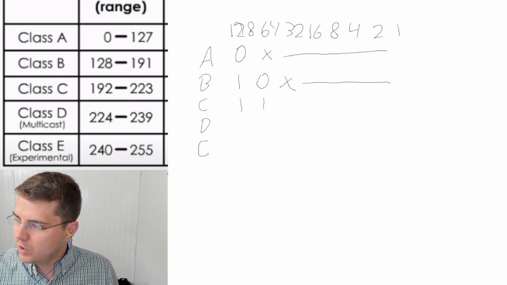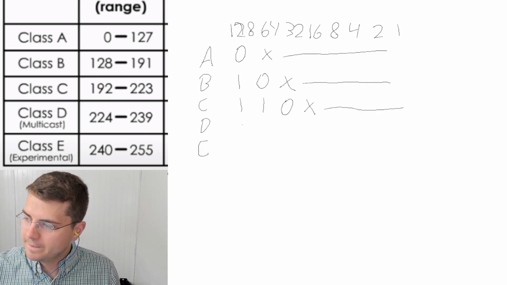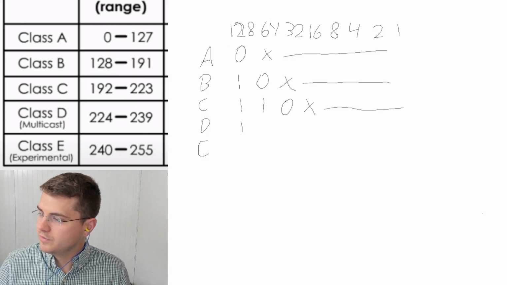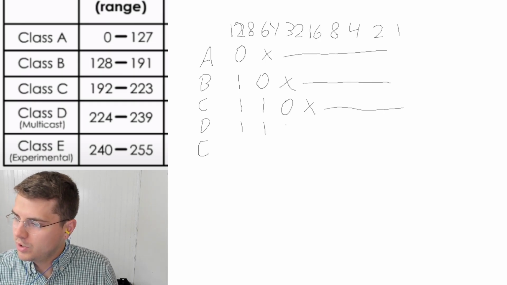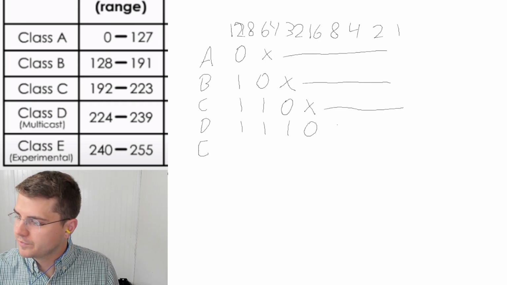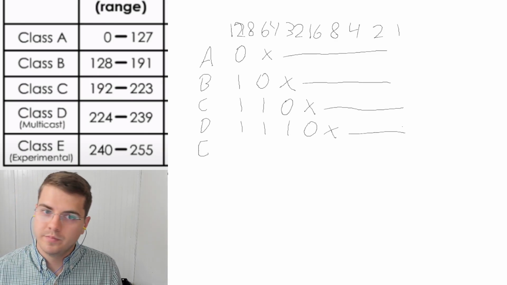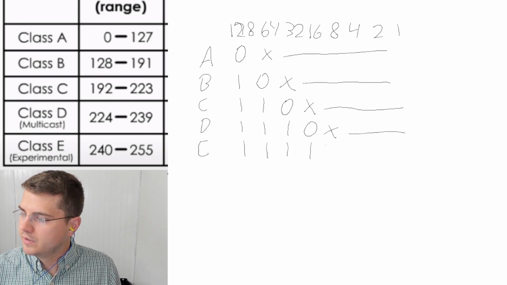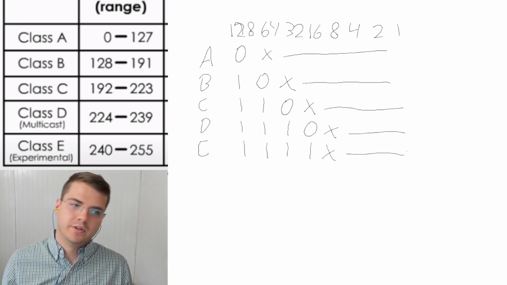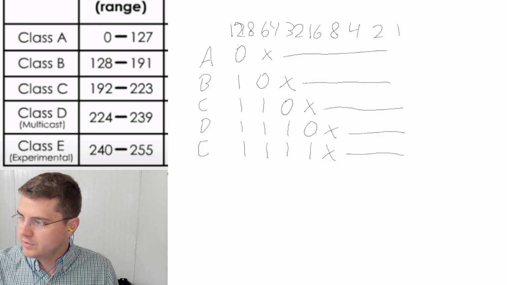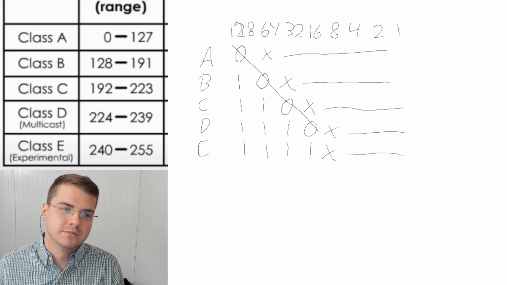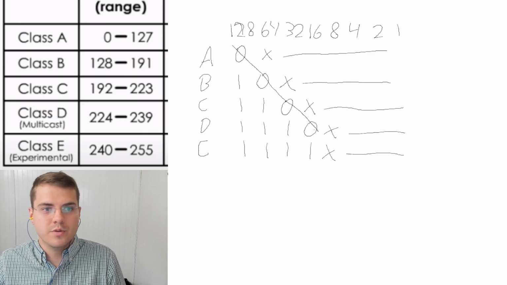So then C is just 1, 1, 0, and then the rest are variable. D is 1, 1, 1, 0, the rest are variable. Then E is 1, 1, 1, 1. Then the rest are variable. All you have to do is draw this chart, Connect 4. That's it. Then you just do the math.